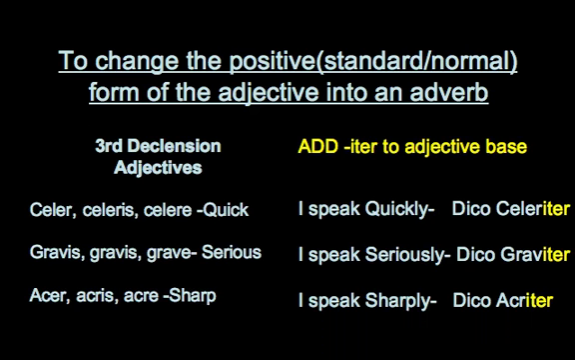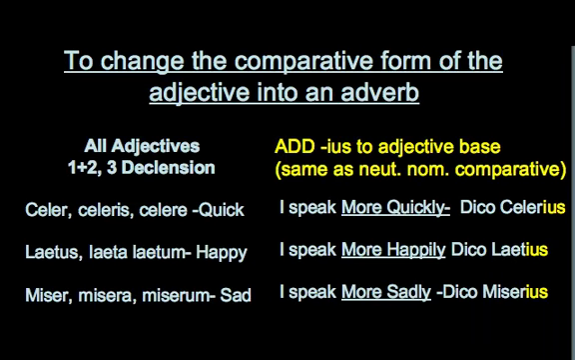For third declension adjectives, to change that positive or normal form of an adjective into an adverb, all you're going to do is take your adjective form, celer, celeris, celere, and figure out what the base is. So in this case it would be celer, in this case it would be grav, in this case it would be acr. And then you're just going to add iter to that adjective base. So I speak quickly becomes dico celeriter. I speak seriously, dico graviter. I speak sharply, dico acriter. And these are just for the normal forms.